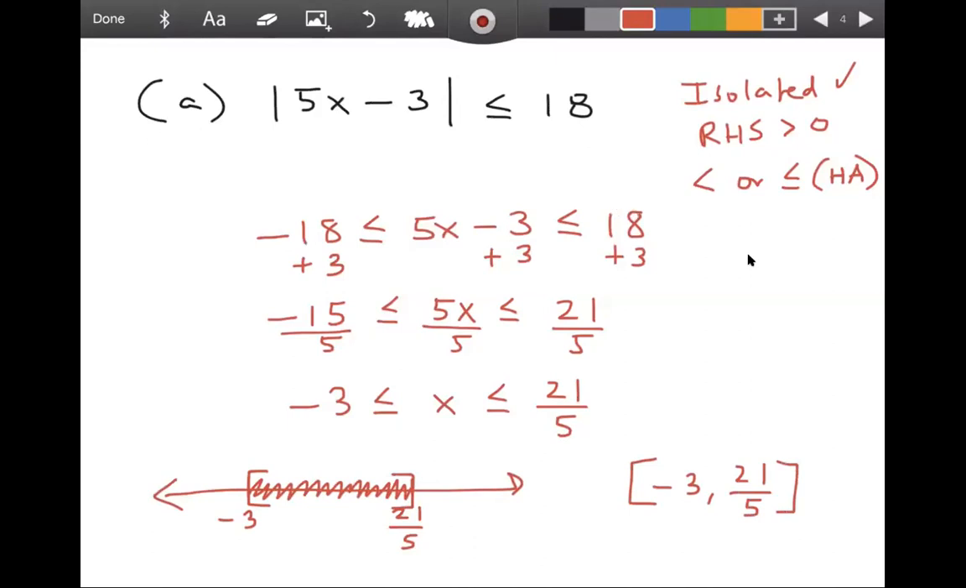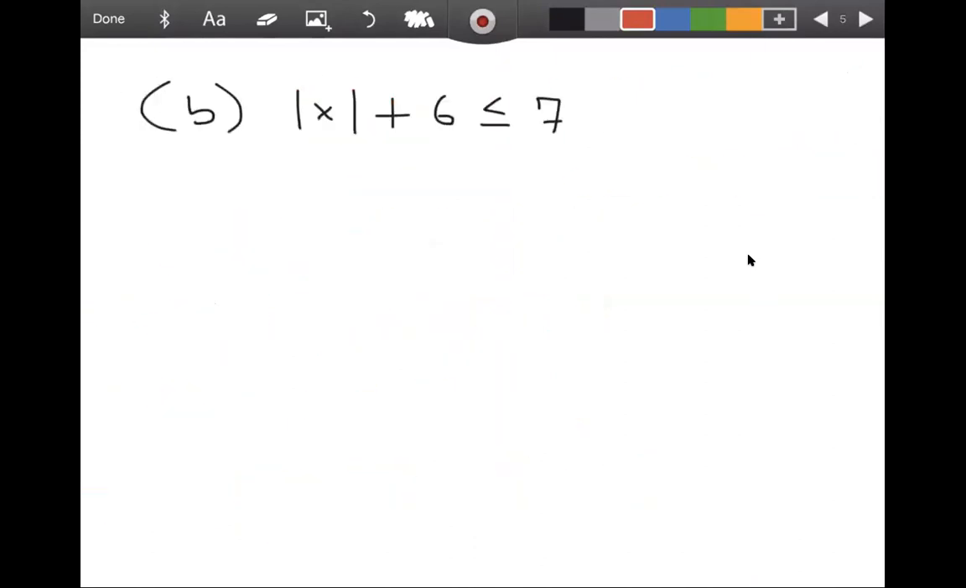All right, on to letter B. Letter B is the absolute value of x plus 6 is less than or equal to 7. Of course, in this one, the absolute value is not isolated, so I'm not going to bother asking the other questions. I'm going to just isolate it. So subtract 6 from both sides. That gives me absolute value of x is less than or equal to 1. So now it is isolated.